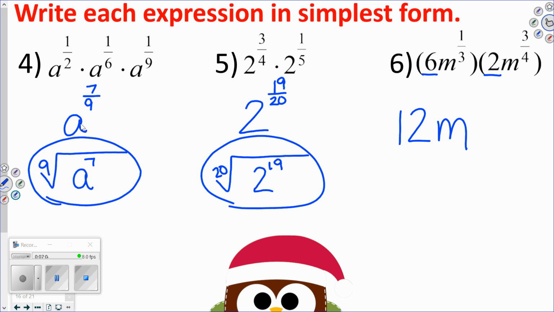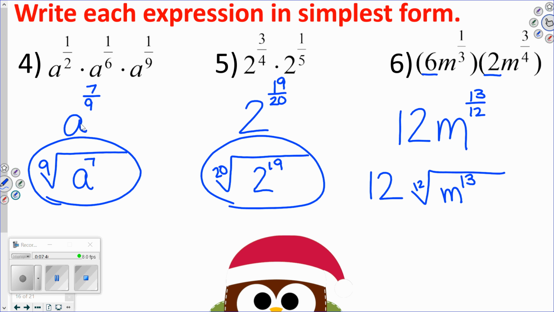So what's 1/3 plus 3/4? 13/12. You guys with me so far? Questions? So we know we cannot leave it with a fraction for an exponent. So we need to flip it. Where does that 12 go? This 12. It goes outside, right? Because what's the exponent on the 12? It's just a 1, right? So that 12 stays outside. And then what root is it? 12th root of m to the 13th.